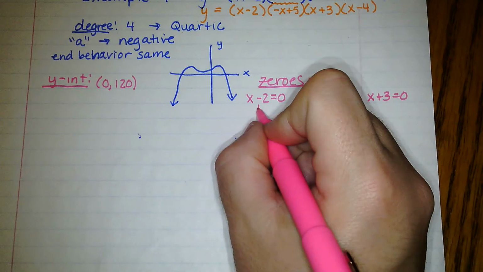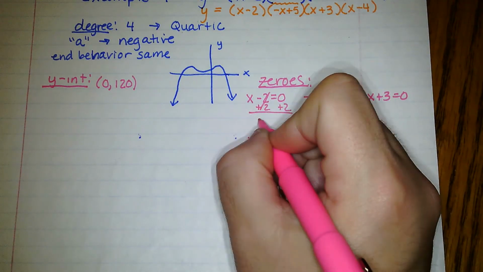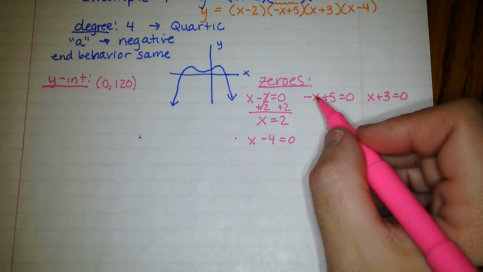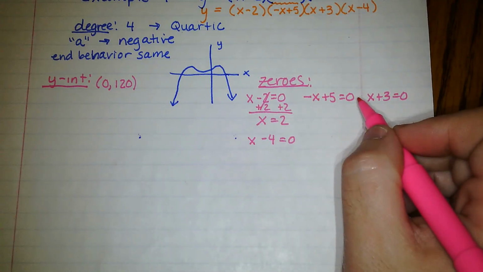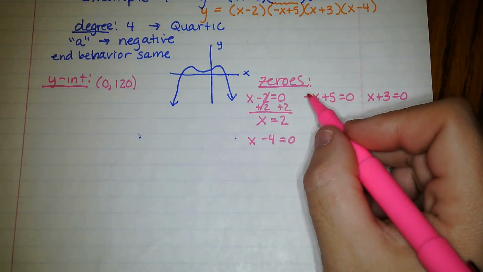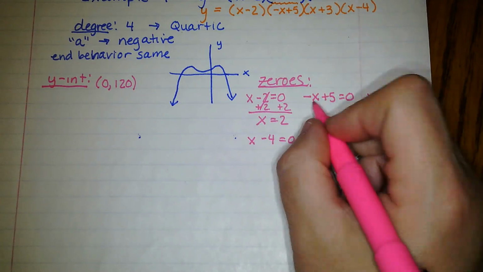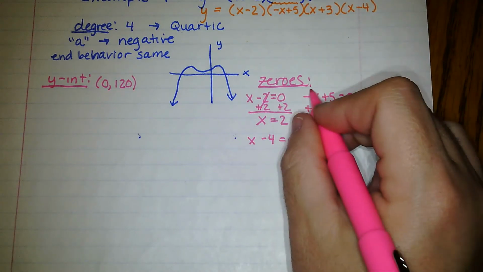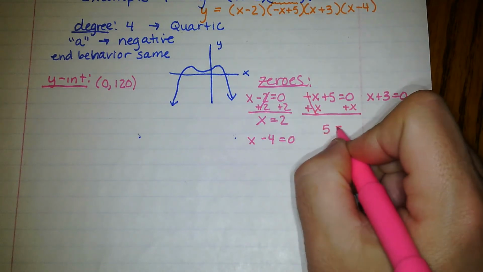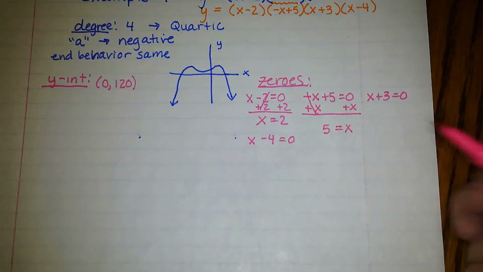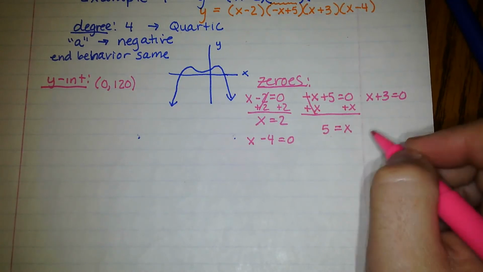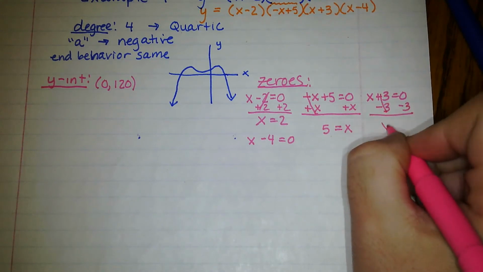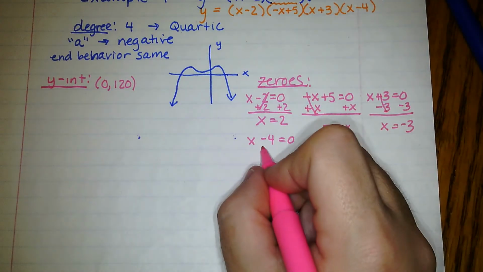When you solve this one, you're going to add 2 to both sides. x is positive 2. For this one, you have two options. You can subtract your 5 and divide by negative 1, or you can simply take this negative x and add it to the other side. And when you do, you get 5 equals x, because 0 plus x is x. So that's a quick and easy fix. This one, subtract 3. And this one, add 4.